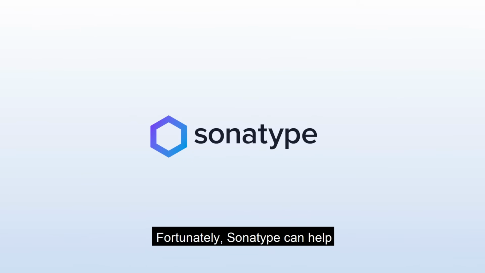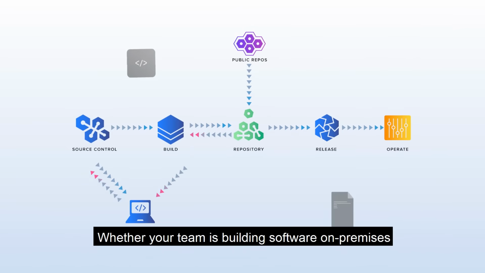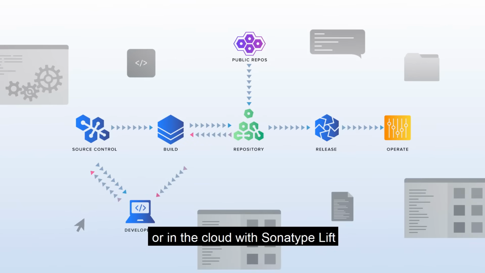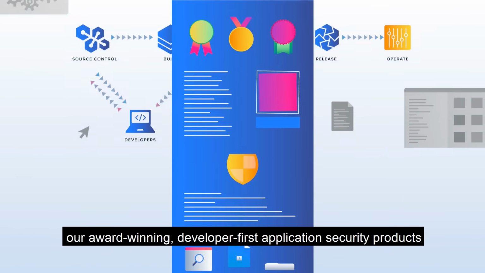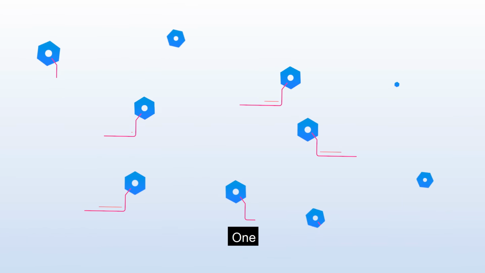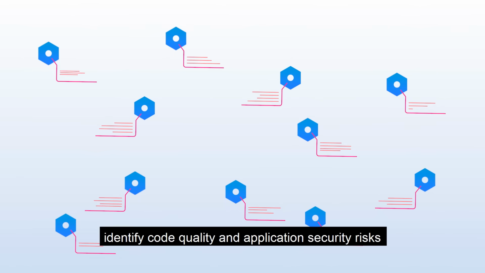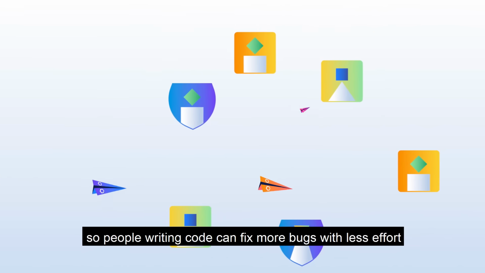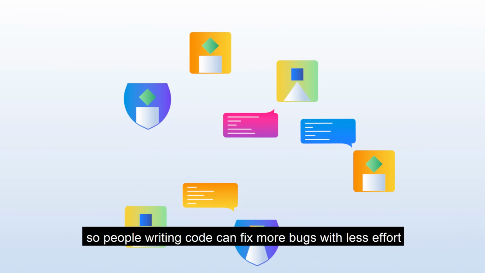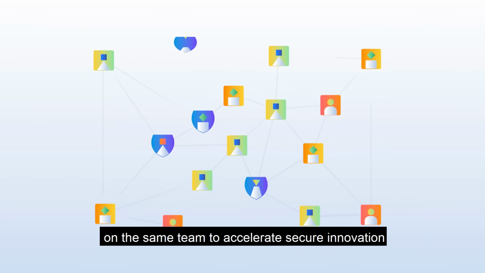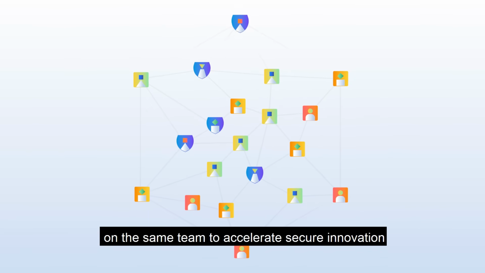Fortunately, Sonatype can help. Whether your team is building software on-premises with the Sonatype Nexus platform or in the cloud with Sonatype Lift, our award-winning developer-first application security products do three things exceptionally well. 1. Identify code quality and application security risks across all phases of the SDLC. 2. Deliver developer-friendly feedback so people writing code can fix more bugs with less effort. 3. Unite developers and security professionals on the same team to accelerate secure innovation.